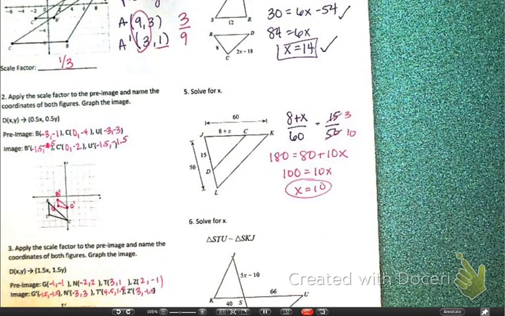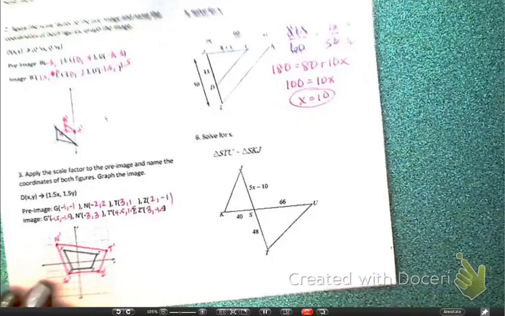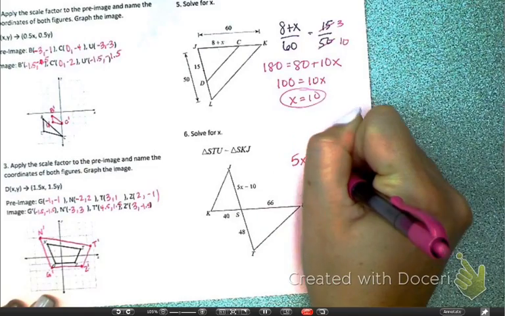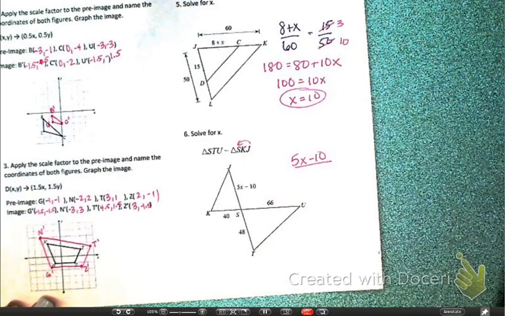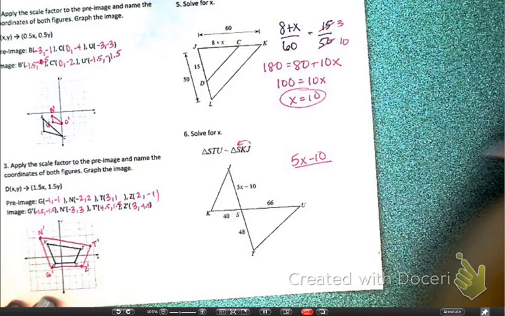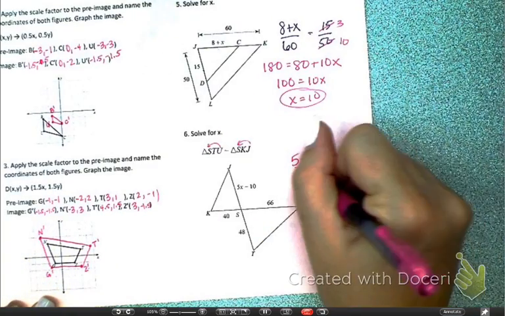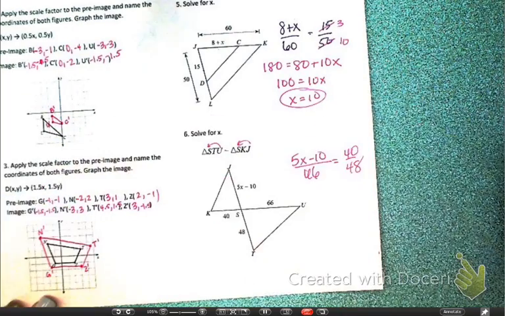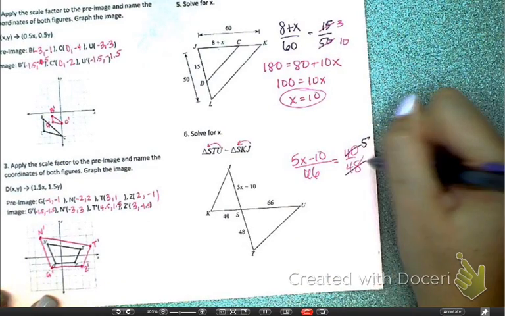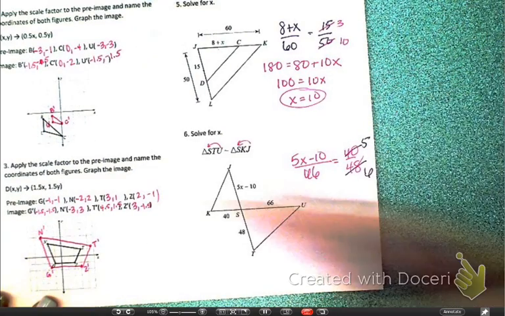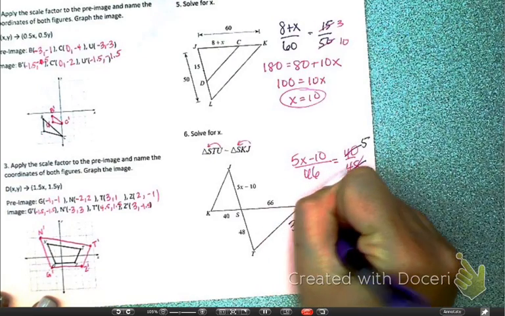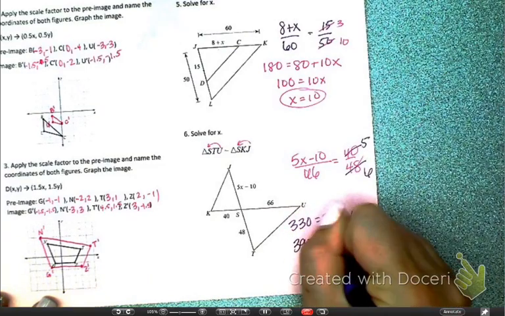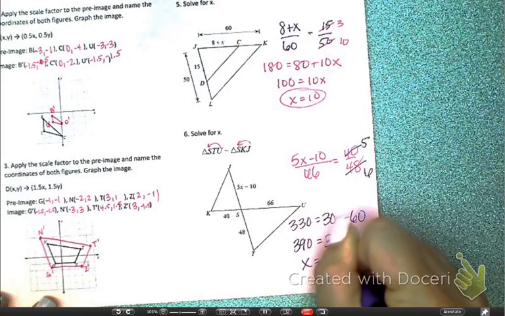Questions on 5? Number 6. What is JS going to be proportional to? JS matches with US. So that's 66, which means 40 and 48 match. 8 goes into 40 5 times, 8 goes into 48 6 times. When I cross multiply, I get 330 equals 30x minus 60. Add 60 to both sides. 390 equals 30x. Divide by 30, x equals 13.